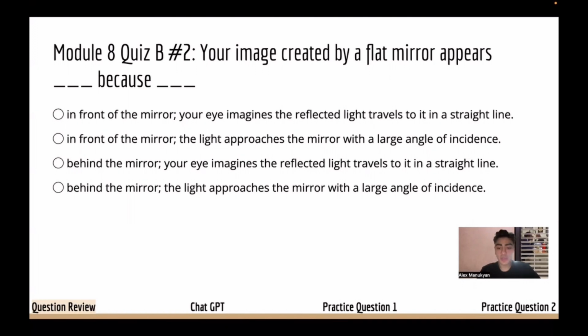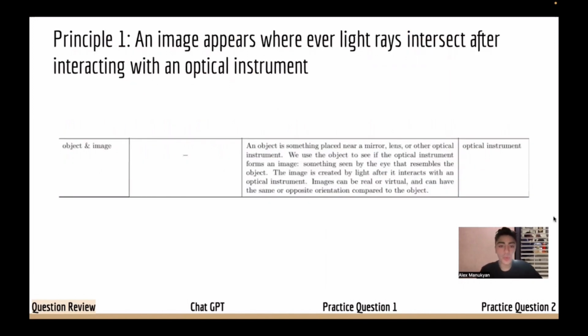The main components of each of these answer choices are where the image is located, either in front of the mirror or behind the mirror, and why we see it like that. So what are the main two parts of this question? One is that we are dealing with an image, and second is that we are working with a flat mirror. So what is an image?